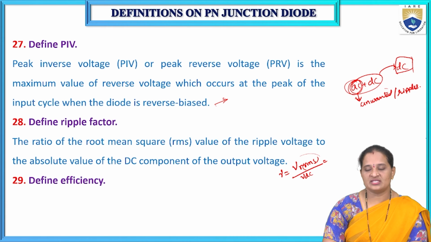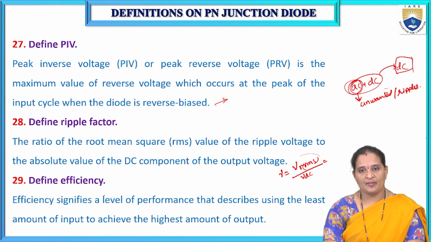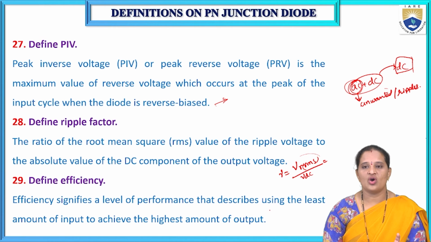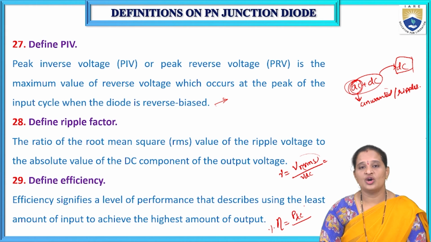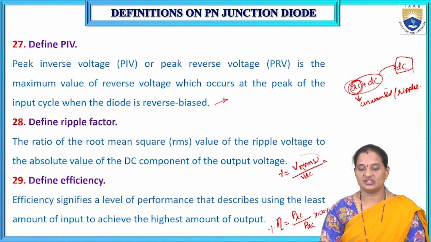Coming to the efficiency. In general, we can define efficiency as the ratio of output to input. When it comes to a rectifier, the efficiency signifies a level of performance that describes using the least amount of input to achieve the highest amount of output. Or we can define the efficiency of a rectifier this way: what is the output that we require? It should be DC, right? It is defined as the ratio of the DC output power delivered to the load to the AC input power of the transformer secondary. So this is P_DC by P_AC, and it is always measured in percentage, multiplied by 100. The maximum DC output delivered to the load relative to the AC input from the transformer secondary is known as efficiency.